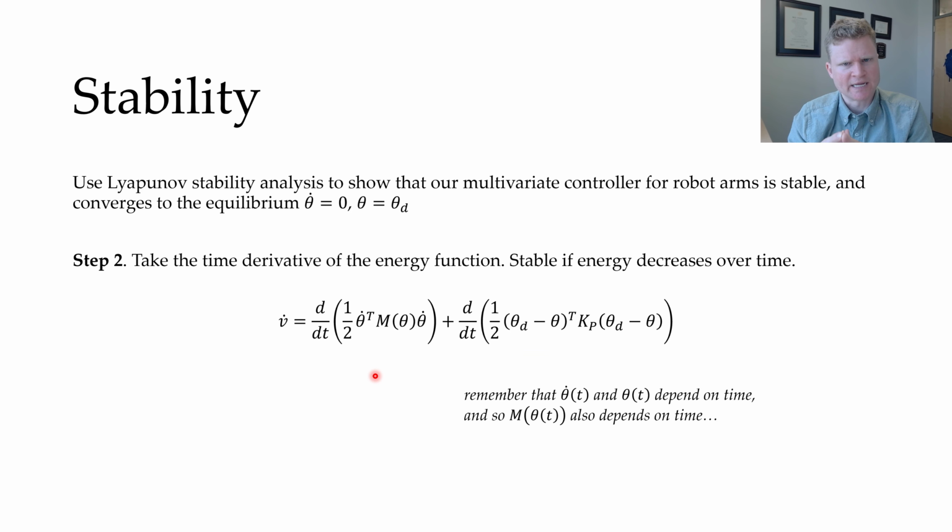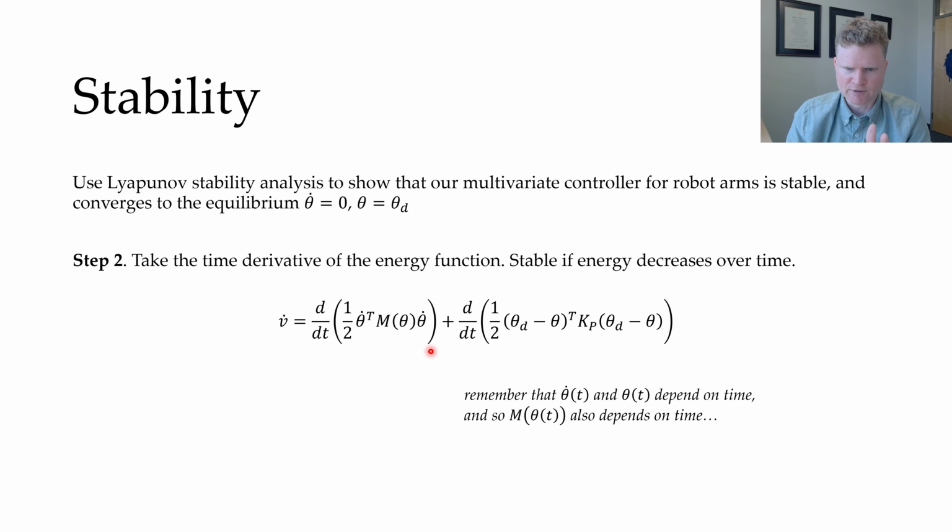The second thing I need to do is take the time derivative of the energy function, and I want to show that this energy function is decreasing, or the energy is decreasing over time, and my system is converging to the equilibrium. So to do that, I want to look at V dot, the time derivative of my energy function. I've got two different terms here. I'm going to take the time derivative of my first term and the time derivative of my second term.